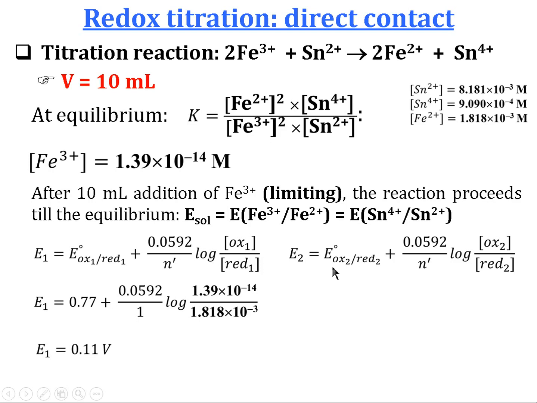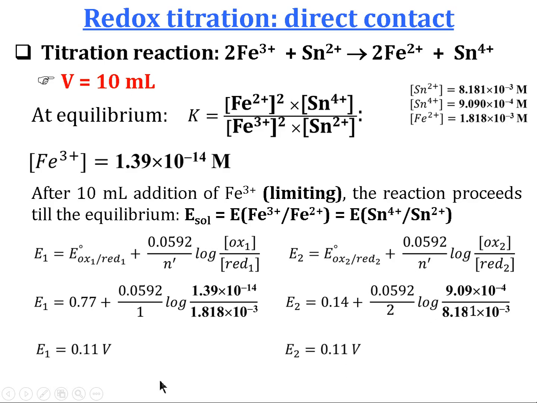We also apply the Nernst equation on couple 2, Sn4+/Sn2+. E2 equals 0.14 plus 0.0592 divided by 2 log ox concentration divided by the red, and we should obtain the same answer, which is equal to 0.11 volt.